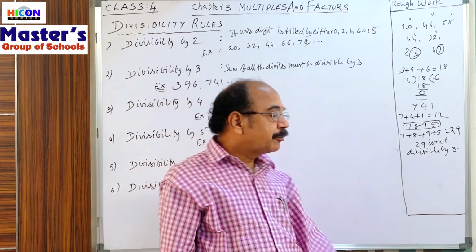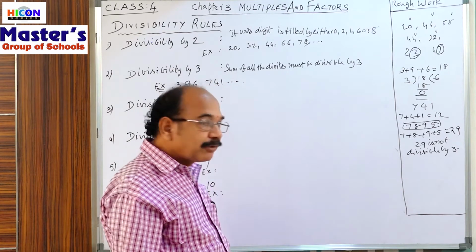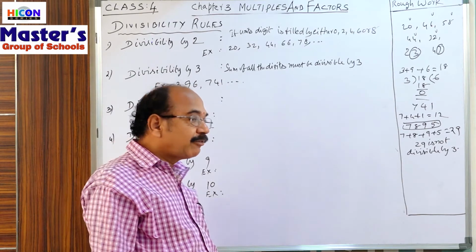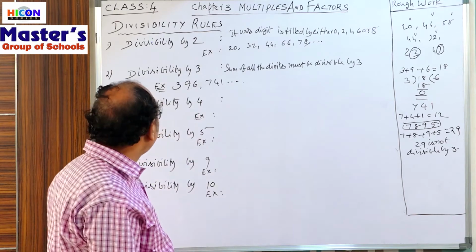Is 29 divisible by 3? 29 is not divisible by 3. That's why what do we say? 7,895 is not divisible by 3. Okay, children? That is the next one.